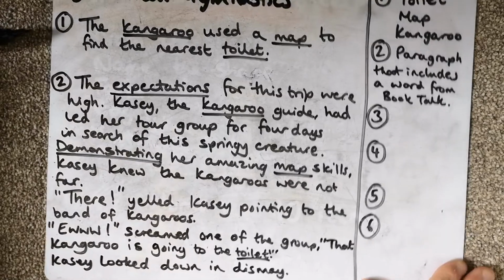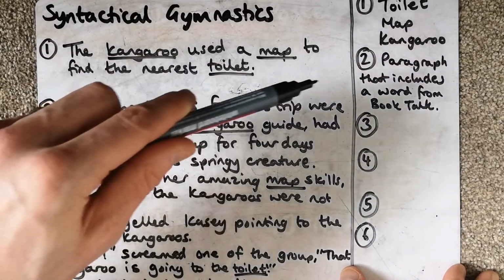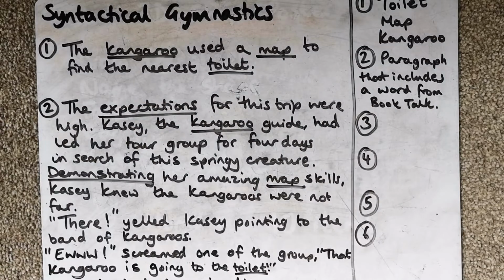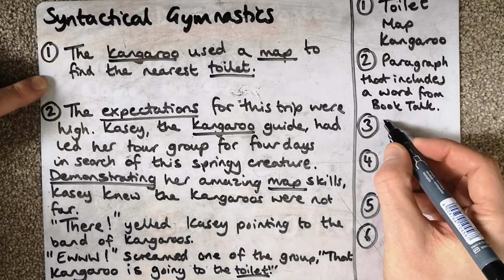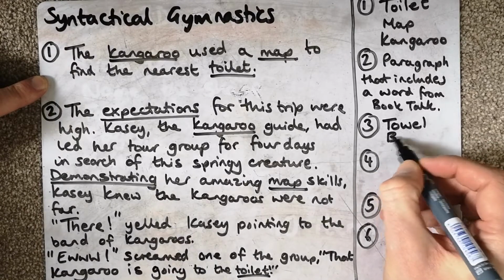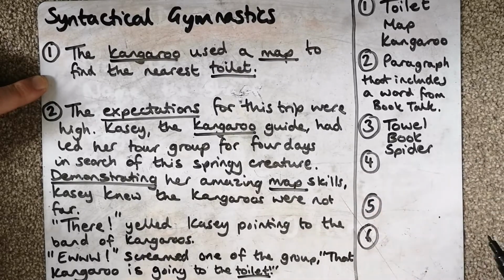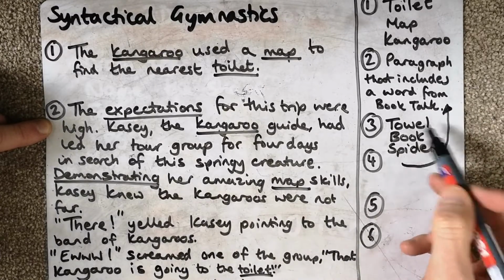Sentence 1, these 3 words in a sentence. Sentence 2, a paragraph that includes a word or 2 from Book Talk. Sentence 3 will be like sentence 1, just one that includes these 3 words: towel, book, and spider. Sentence 4 is the same as sentence 2, but using these words.